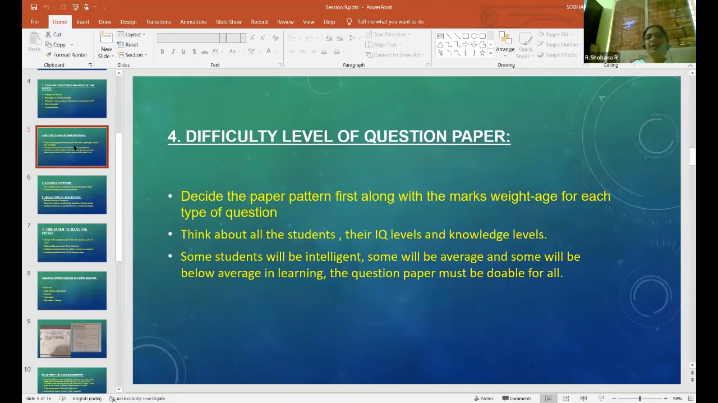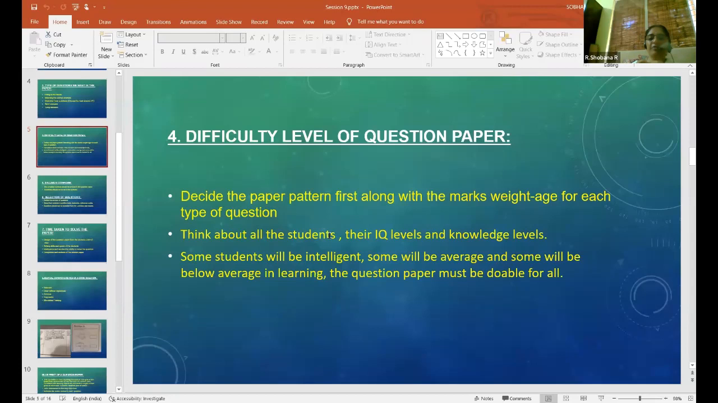Next is the difficulty level of the question paper. First we decide the pattern along with the marks weightage for each type of question. Then think about all the students in the class, their IQ level and their knowledge levels. Some students will be intelligent, some will be average, and some will be below average in learning. The question paper must be doable for all.